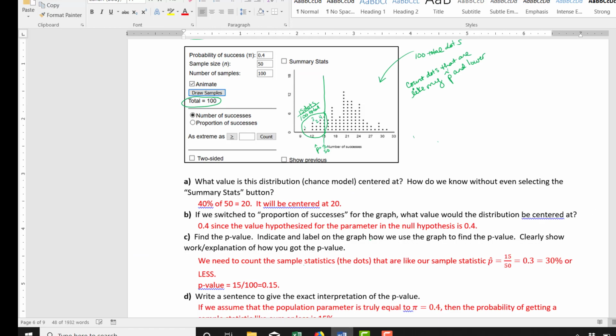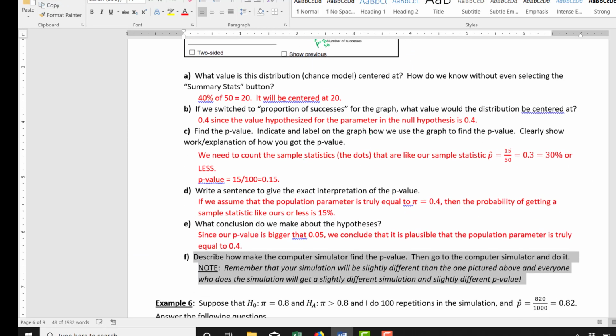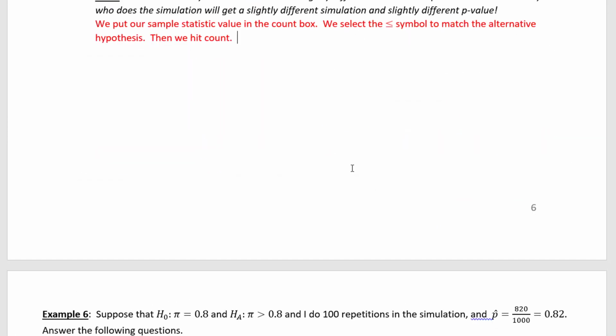All right, back to the actual lecture guide. It asks us then to describe how we do it. So I said that we put the sample statistic value in the count box. We selected the less than or equal to symbol to match the alternative hypothesis, and then we hit count.